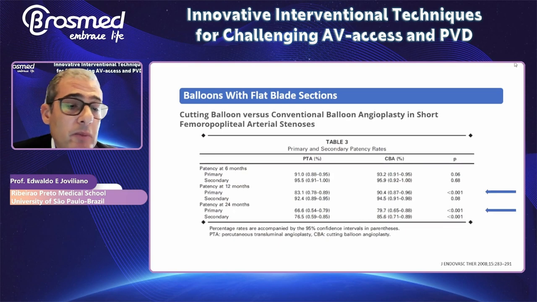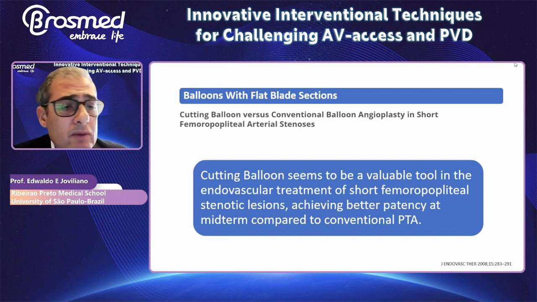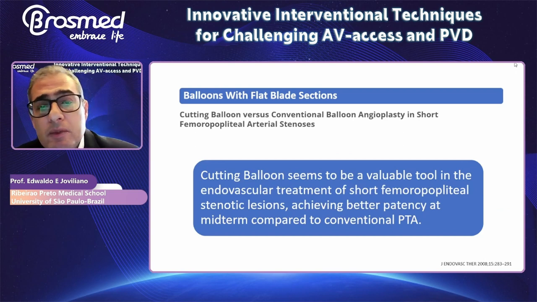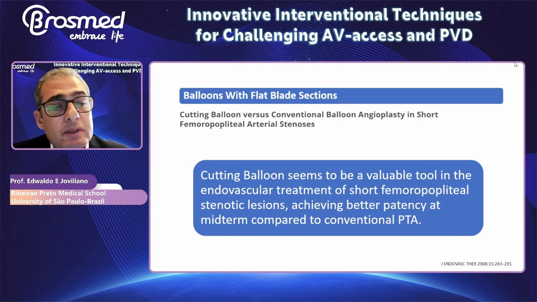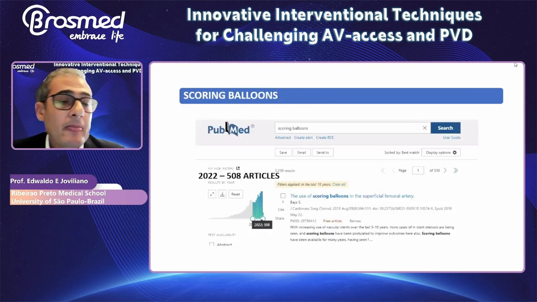Including in mid-term, at 12 months and 24 months, the cutting balloon showed better results with statistical difference, as you can see in this table. So in this paper, we could see that the cutting balloon seems to be valuable too in the endovascular treatment of short femoropopliteal stenotic lesions, achieving better patency in mid-term compared to conventional PTA.